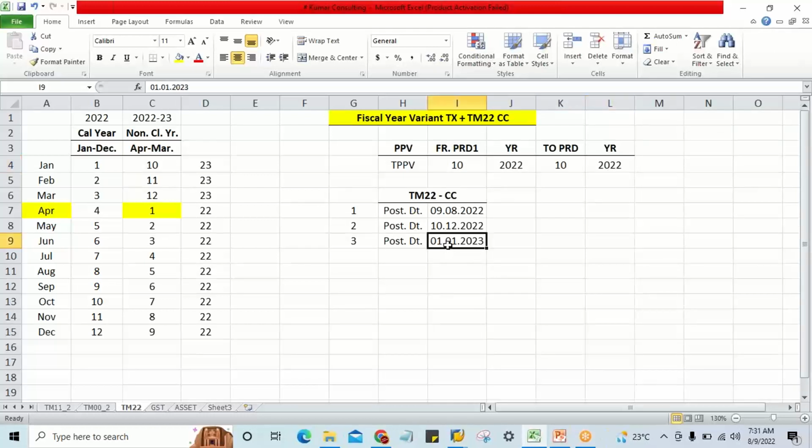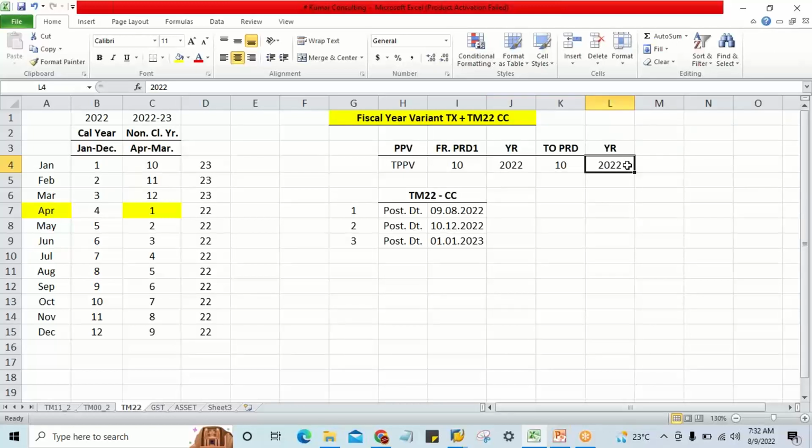Here is the problem. January is the 10th period, so 10th we have given. But the year is given 2023, and here we are going to specify 22 only. Why? Because still 22 itself is running. We have not entered 23. So that is why, guys, we are not going to specify 23, right?